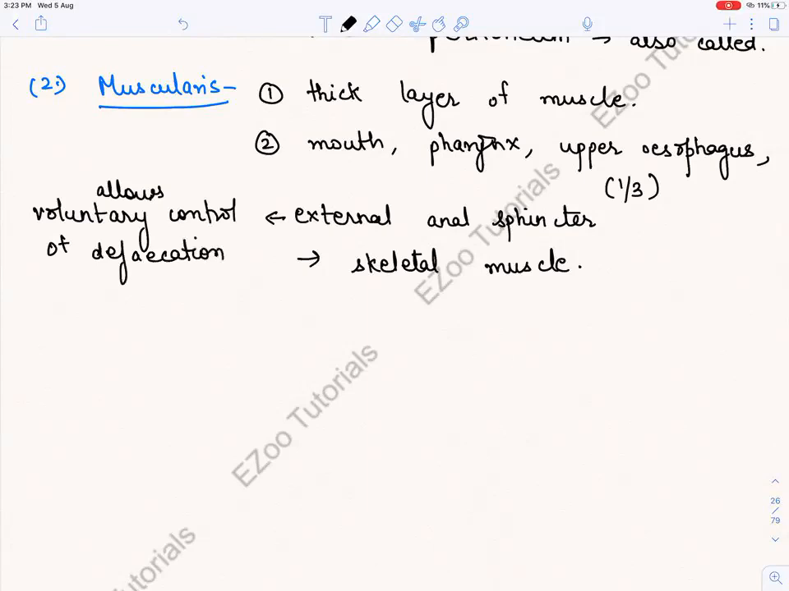Mouth, pharynx, esophagus. Okay. It consists of skeletal muscle and it is allowing what? This is allowing voluntary swallowing, right? Now, what else do we have to see in this? I told you, we have to study about myenteric plexus. So what is this myenteric plexus?